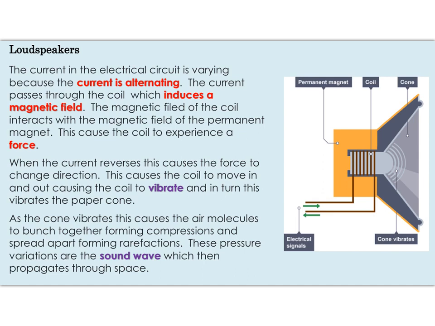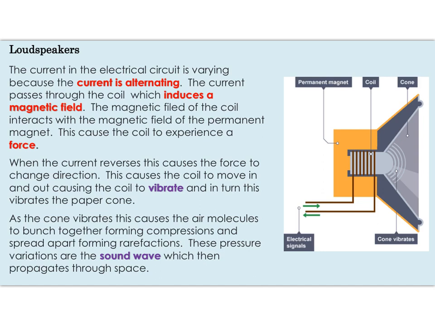When the current reverses direction, and it will reverse direction, remember, because it's alternating current, that causes the force to change direction. That causes the coil to move in and out, causing the coil to vibrate, and in turn, that vibrates the paper cone that transmits sound waves. As the cone vibrates, this causes the air molecules to bunch together, forming compressions, and then spread apart from one another, causing rarefactions. These pressure variations are the sound waves which then propagate through space.